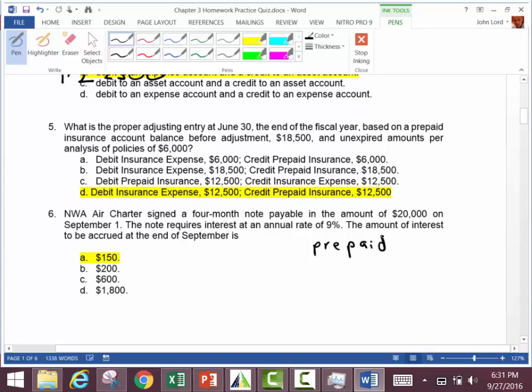Prepaid. You can just put INS for insurance. Okay, good. Nice. Beautiful. Look at that beautiful T account. I've never seen a T account look that good before. I never make them that good.